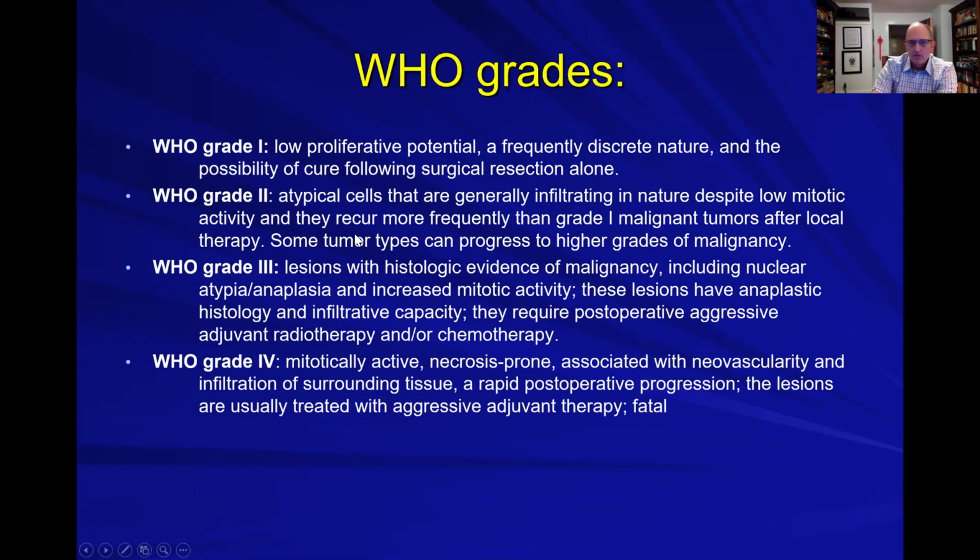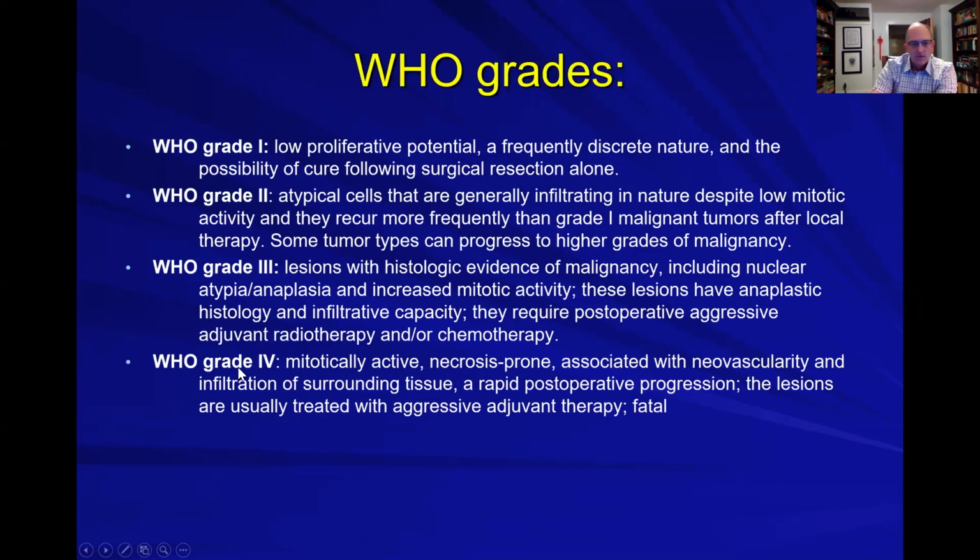Some of these grade 2 tumors can progress to higher grades of malignancy. Grade 3 tumors. So this is where we start to see histological evidence of malignancy, such as nuclear atypia, anaplasia, increased mitoses, much more infiltrative capacity. So these tumors require post-operative aggressive adjuvant therapies like radiotherapy and chemotherapy.